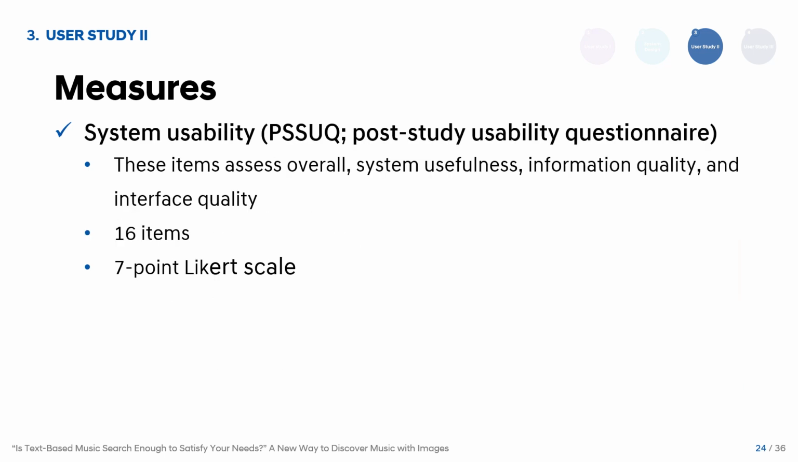Third, we measured system usability using the post-study system usability questionnaire. PSSUQ employs a 7-point scale, but unlike the typical Likert scale, in PSSUQ, a score of 1 represents strong positivity, while 7 indicates strong negativity. Therefore, lower scores indicate higher ratings for usability.